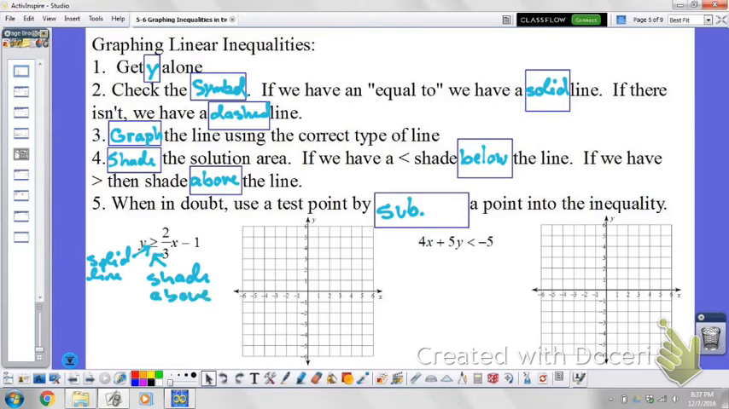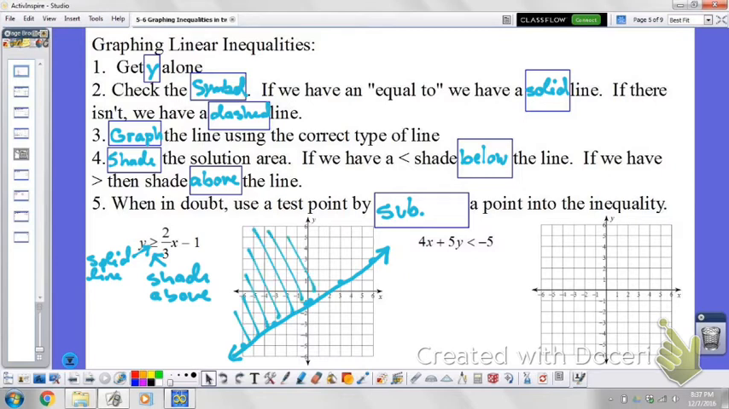So let's go ahead and graph. I start at -1. I'm going to go up 2, run 3. Or down 2 and left 3. And again, since I have an equal to, I have a solid line. And a greater than means I shade above.